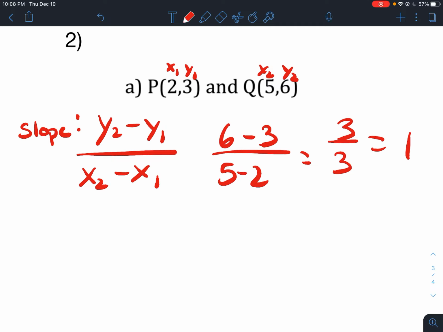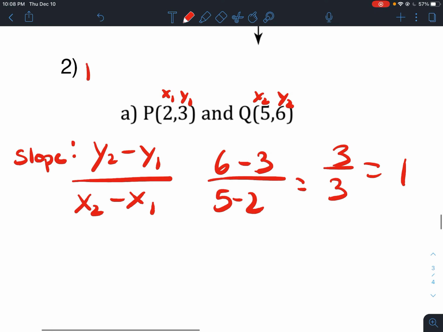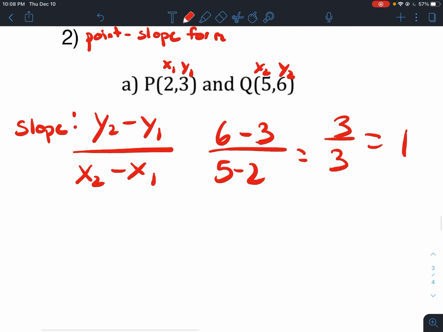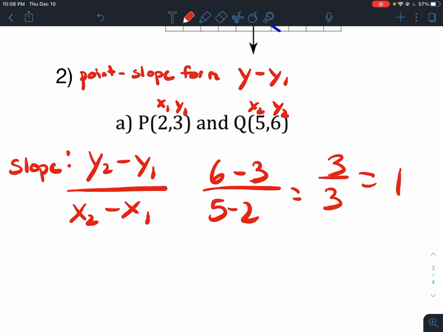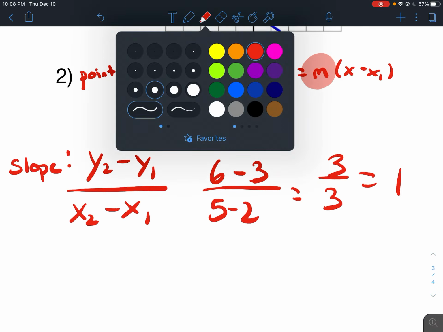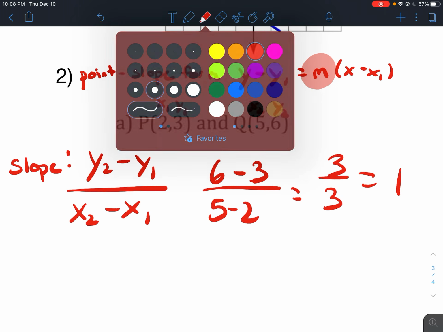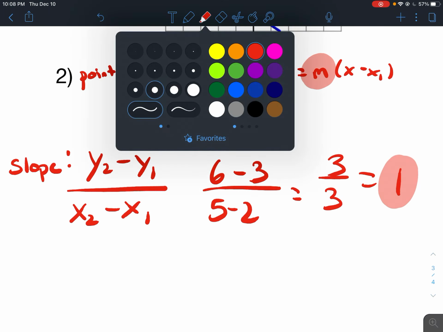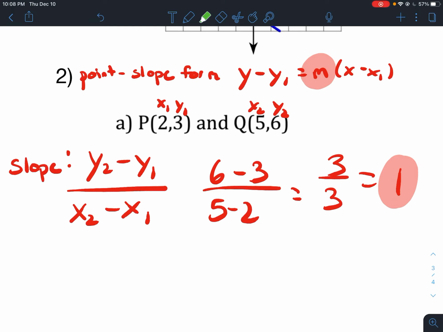So now we're going to use what is called point slope form. All right, and it looks like this. You go y minus y1 equals m times x minus x1. Basically you need to plug in your slope that you found, which here is 1, and then you also need to plug in a point that was given. So you're going to plug in the x and the y value from a point that was given. It doesn't matter which one you pick.